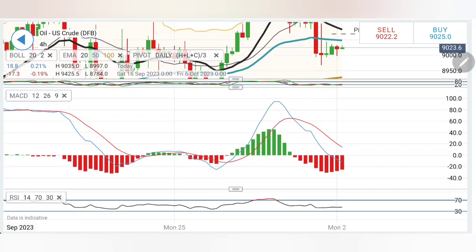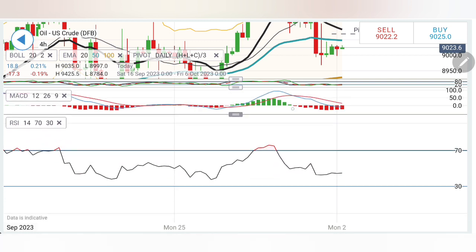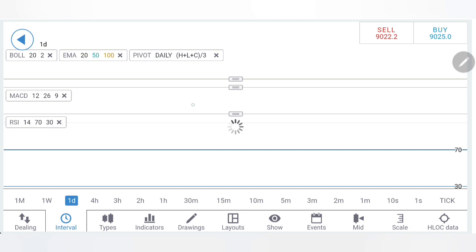Stochastic is oversold, trying to reverse. MACD is still divergent and it is still bearish. The candle size has diminished, suggesting that the bearishness is getting diminished, but it has not yet crossed over. RSI is staying flat. Coming to the daily.